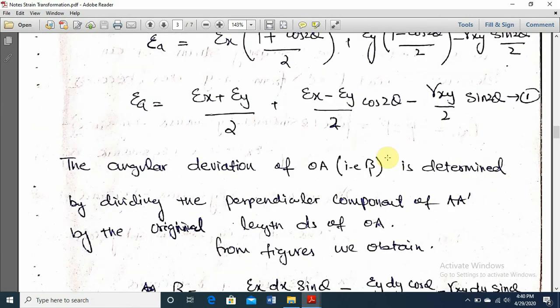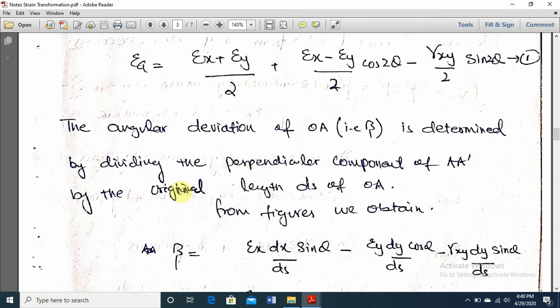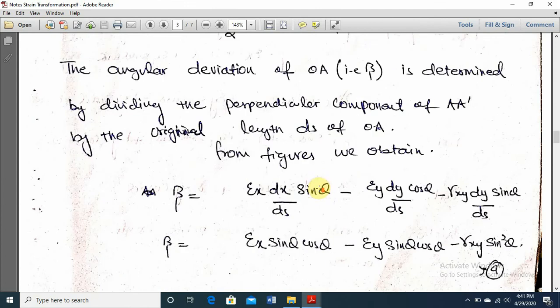The angular deviation of OA, i.e. beta, is determined by dividing the perpendicular components of AA dash with the original length ds of OA. अब हम perpendicular components को divide करेंगे original length पे OA के साथ. बीटा किसके बराबर हो जाएगा? Ex dx divided by ds sin theta minus Ey dy divided by ds cos theta minus gamma xy dy divided by ds sin theta.